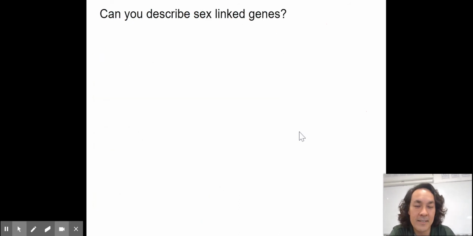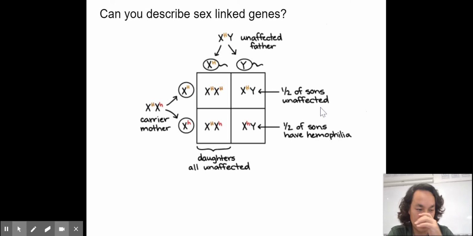All right, sex-linked genes. Sex-linked genes are going to be on the X chromosome. And so we went over this a bit with hemophilia and with X-linked SCID, and we'll go over it more with Duchenne muscular dystrophy. This affects boys more often because they only have one X chromosome. So this is the most classic case where the mother is a carrier. So she's heterozygous for this trait on her X chromosome.